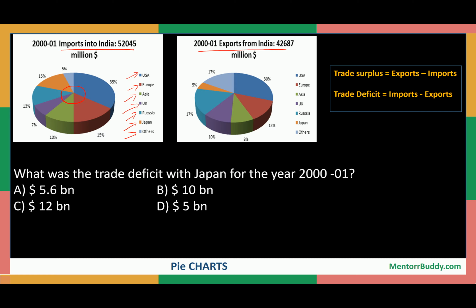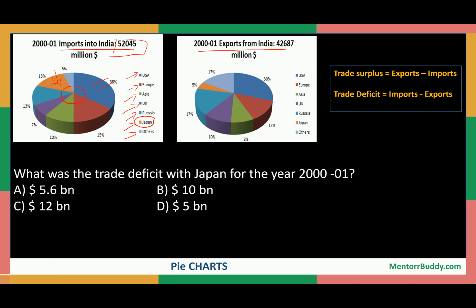For example, USA is how much? It is 35%, right, like this, and Japan is 15%. What does it mean by 15%? It means that imports to India in 2000-2001 in total is $52,045 million. Out of this $52,045 million, 15% is the import from Japan itself. I mean, from Japan, how much import is done? If we calculate 15% of this value, we will get the import from Japan.